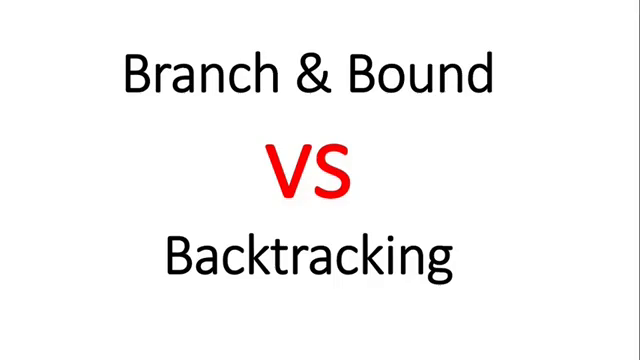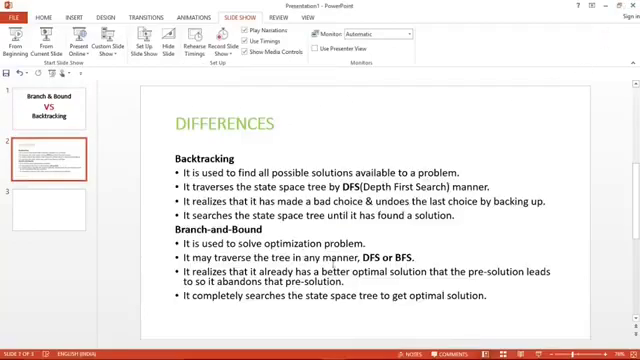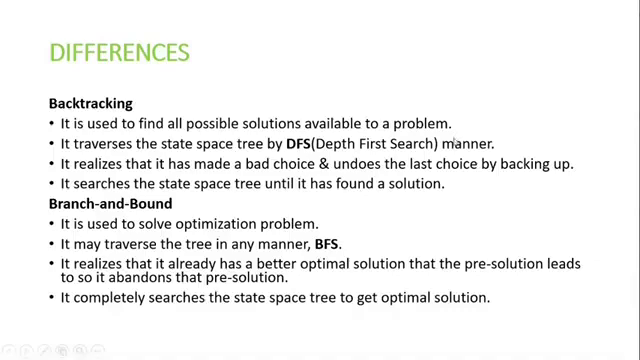The first thing is that backtracking considers all possible solutions available and uses DFS, depth first search. That means in backtracking, if you remember the subset sum problem, and maybe the graph coloring problem, we go directly through the path, reaching towards the leaf.